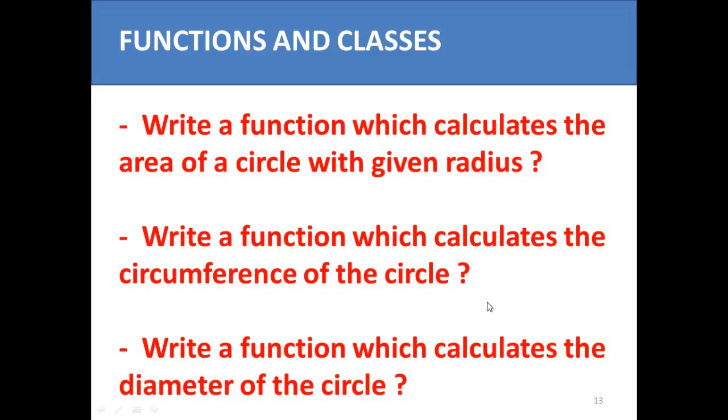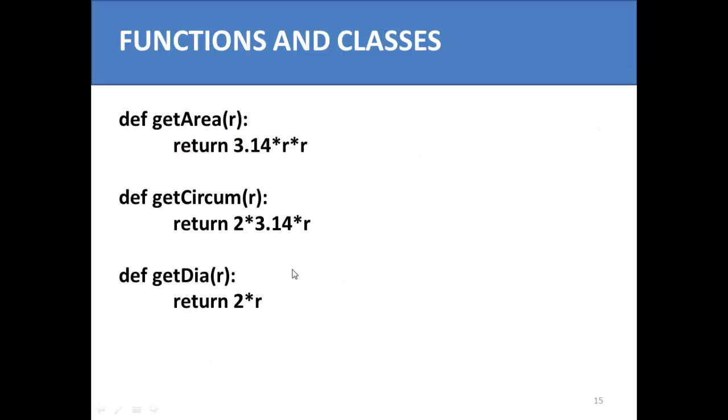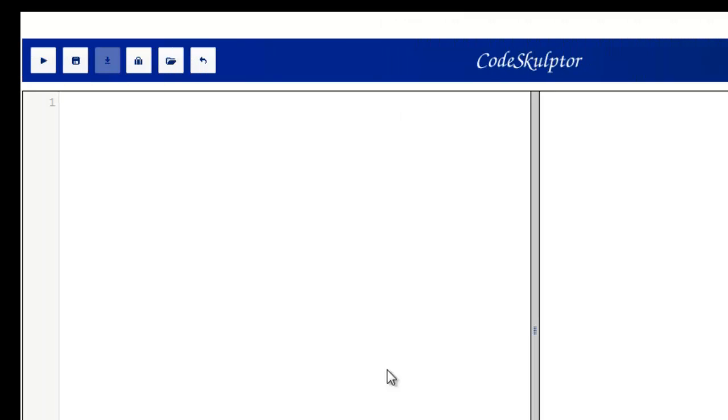For all the three questions we need the radius. Without it we can't move further. So assume that the radius is given to you. So can you create the function? So let's try out in Code Sculptor. So now in Code Sculptor we'll try some functions that we had mentioned.